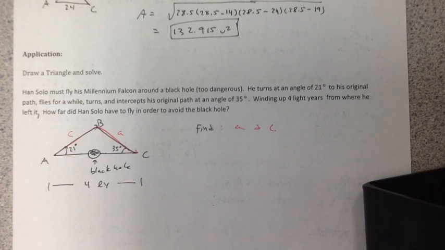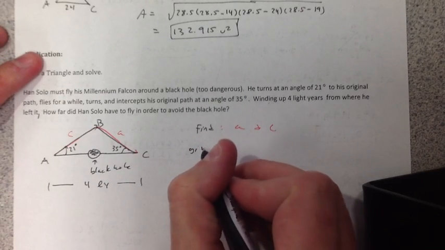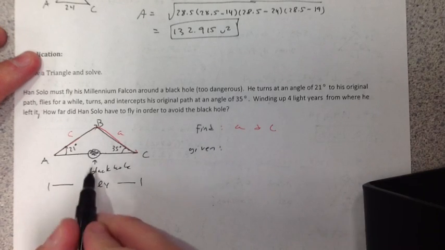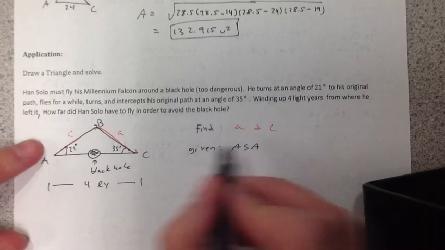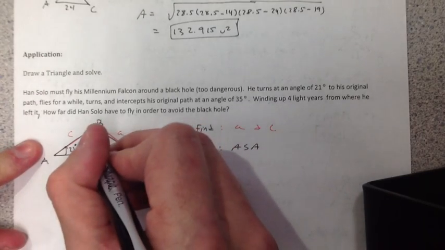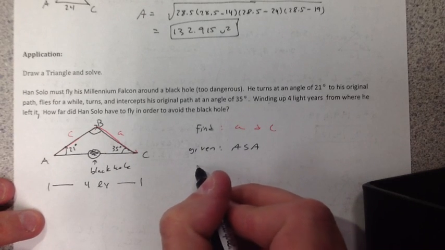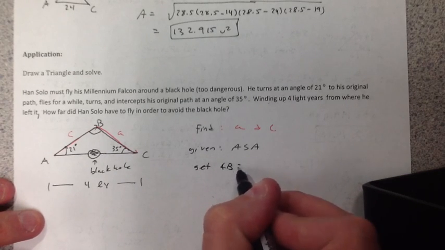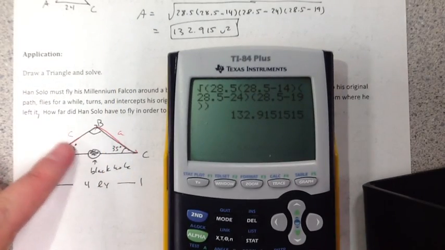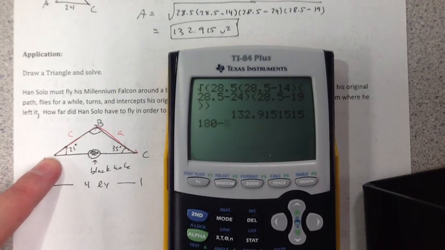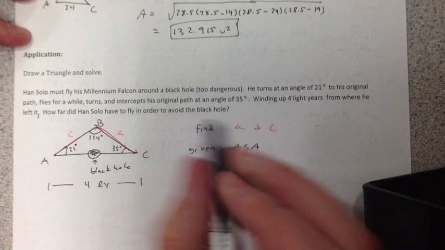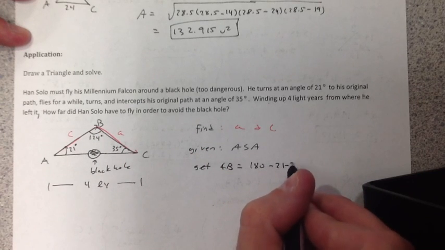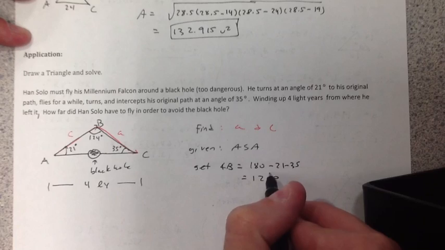It's not very hard to get, but let's take a look at what we're given. We are given angle, side, angle. Remember what we said earlier in part 1: for angle, side, angle, you don't have to use law of cosines because I can convert this. I can find angle B, and that's easy to do. To get angle B, we take 180 minus 21 minus 35, and that gives me 124 degrees.